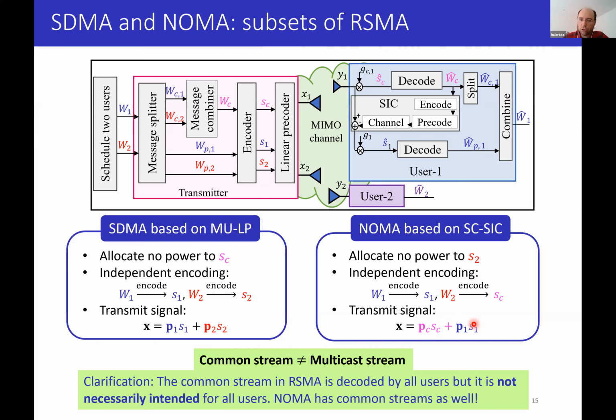Now, those are not the same streams as what we had before. Before, we had two private streams: S1 is decoded by user one, S2 is decoded by user two, and any interference between those two is treated as noise. Here, what we do is different. We encode the message of W1 into S1, and the message of W2 into SC.